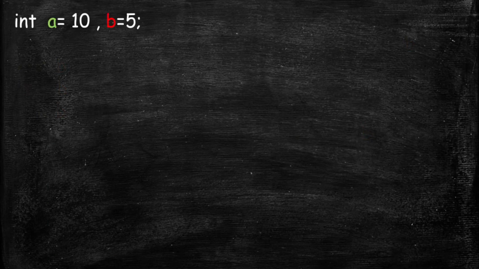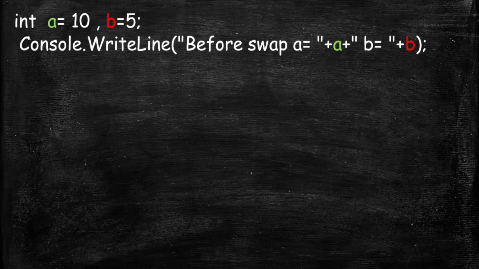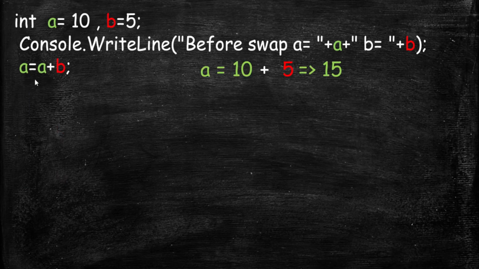So first we are just getting A and B, which are 10 and 5. Then we are printing this message, and then we are using plus first, then we will use minus. So A plus B gives us 15. So our A value will become 15.